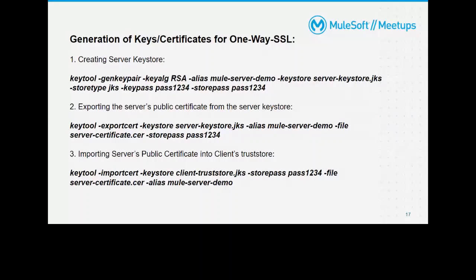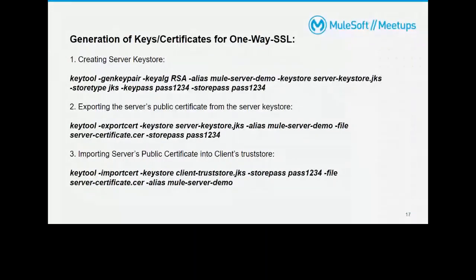If we see further, we have a key algorithm. This keyalg stands for key algorithm, and the algorithm being used to generate this key pair is RSA. We have a store type over here, and there are types of key store like JKS, PKCS12. You might have seen them. This keypass stands for key password, and this storepass specifies the key store password.